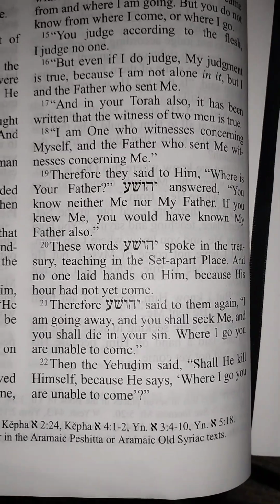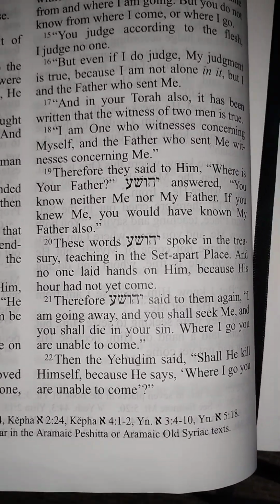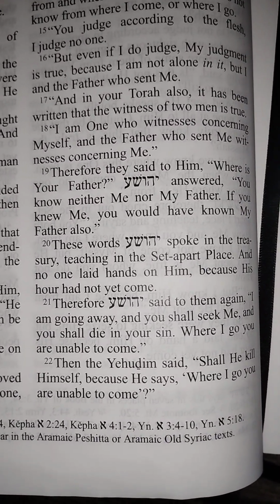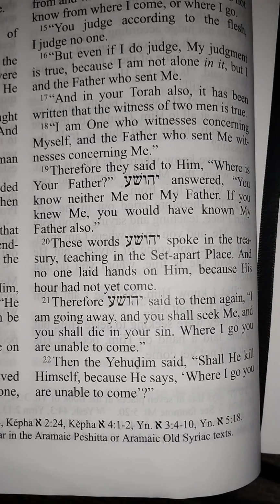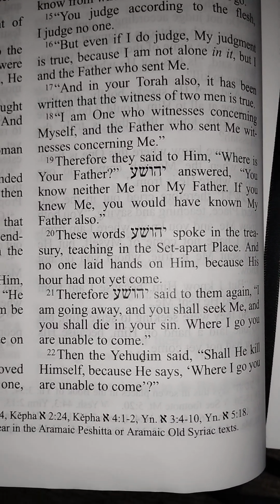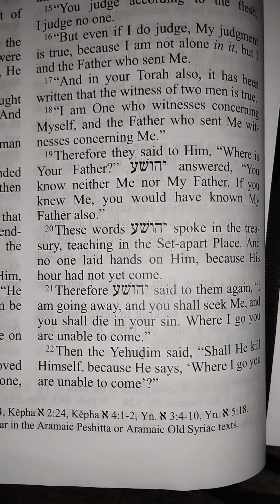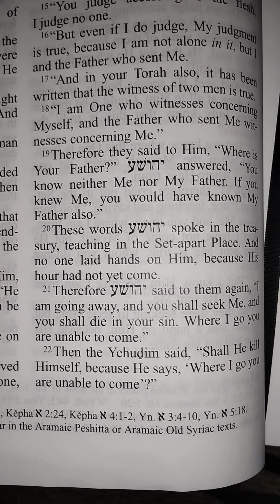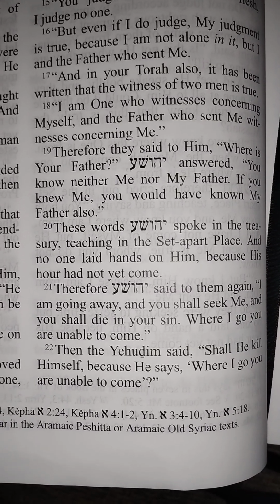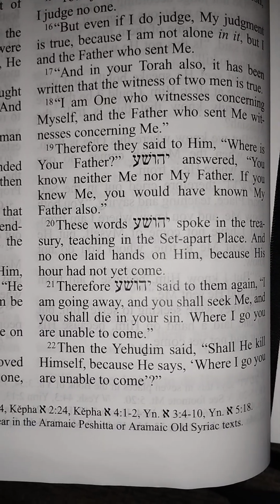These words Yeshua spoke in the treasury, teaching in the set-apart place, and no one laid hands on him, because his hour had not yet come. Therefore Yeshua said to them again, I am going away, and you shall seek me, and you shall die in your sin. Where I go, you are unable to come. Then the Yehudim said, Shall he kill himself, because he says, Where I go, you are unable to come?